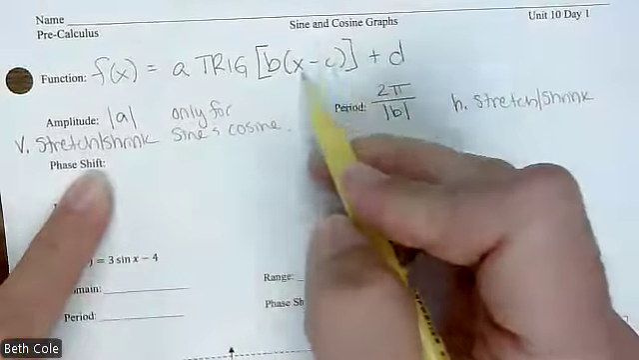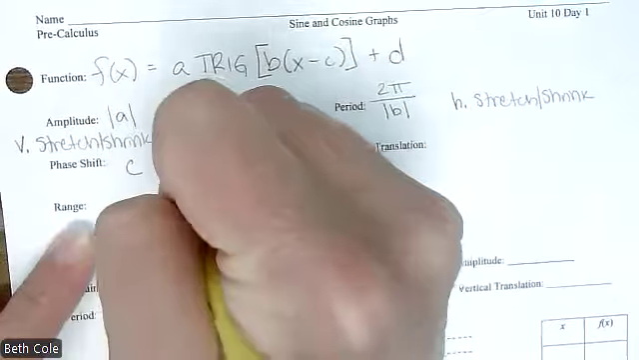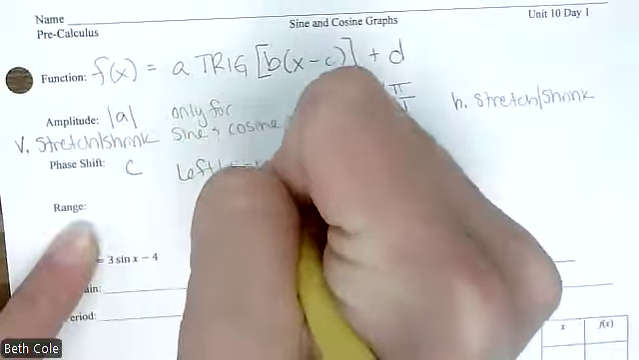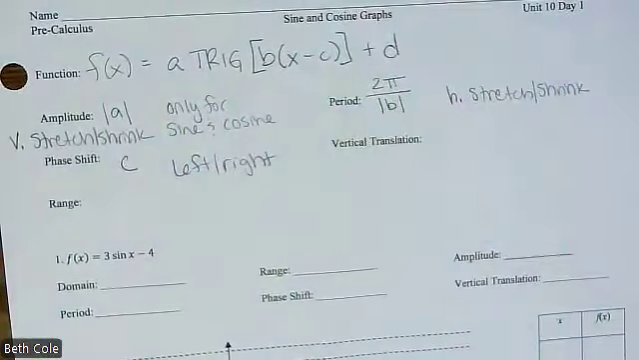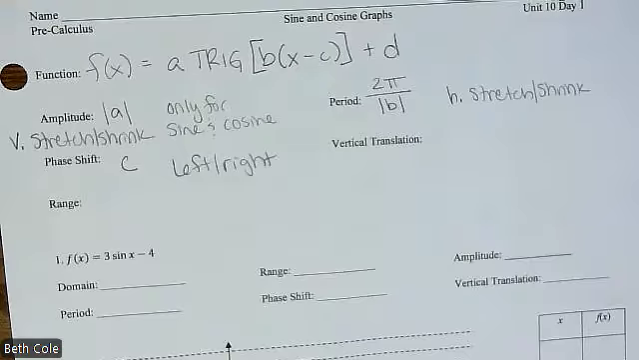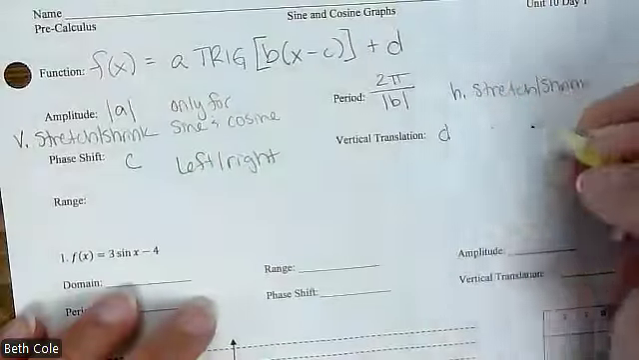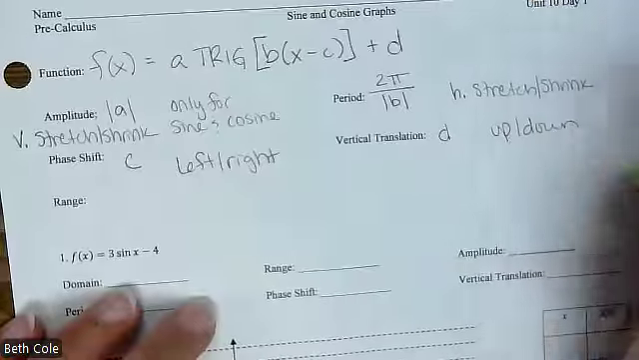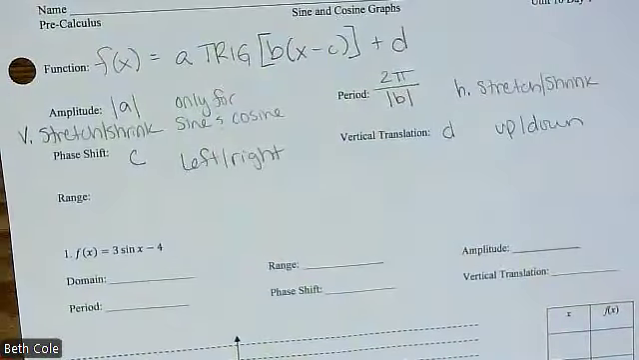Phase shift is this c value, and that is your left or right. Do you remember like left 3, right 7? And it's kind of backwards. Remember, those are opposite. Left, right. Phase shift, we're calling it phase shift. It has a new piece of vocabulary, but it's the same thing as before. And then d is your vertical translation, which is just your up or down. And that makes sense. If you do +3 at the end, the graph moved up 3. So these are just all your transformations.